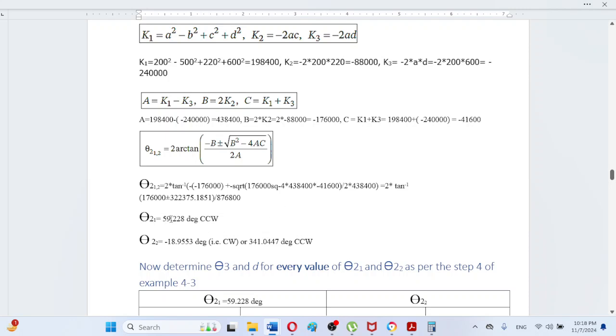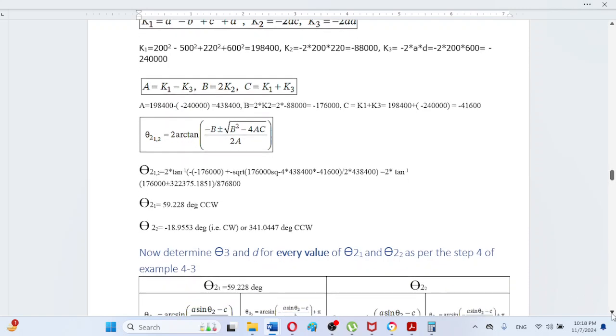Theta 2 1 comes out to be 59.228 degrees, and that is counterclockwise. And theta 2 2, from this formula, when we input the values here, the result is minus 18.9553 degrees. So the negative sign means a clockwise measurement, or alternatively its counterclockwise counterpart will be obtained by subtracting this value from 360, resulting in 341.0447 degrees counterclockwise. So these are two values.